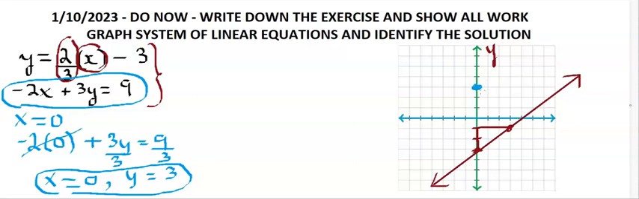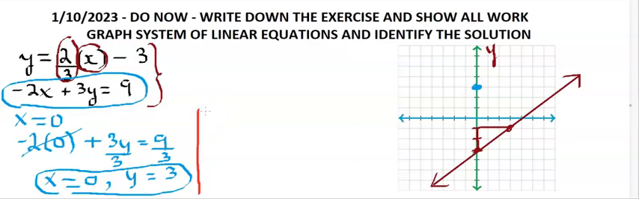What do you think I'm going to do next? Plot what? But I only have the y-intercept. I need the x-intercept. So I'm going to do the same thing that I did with the first part, but for the second part, to find the x-intercept.